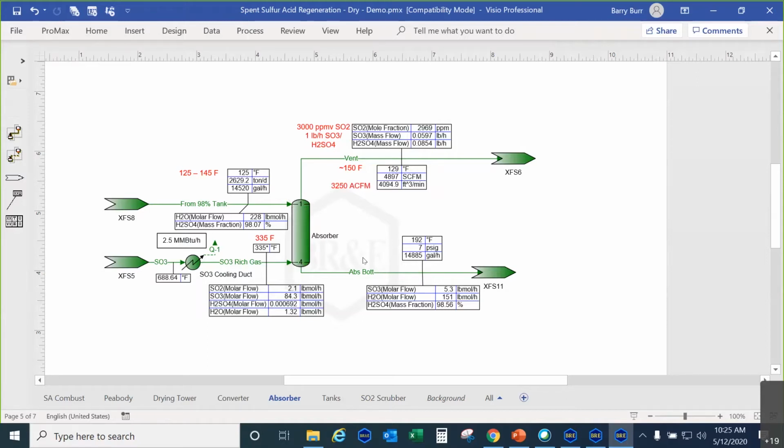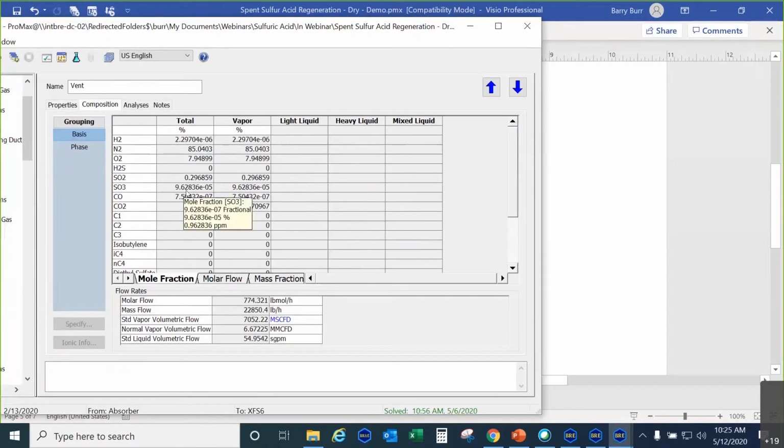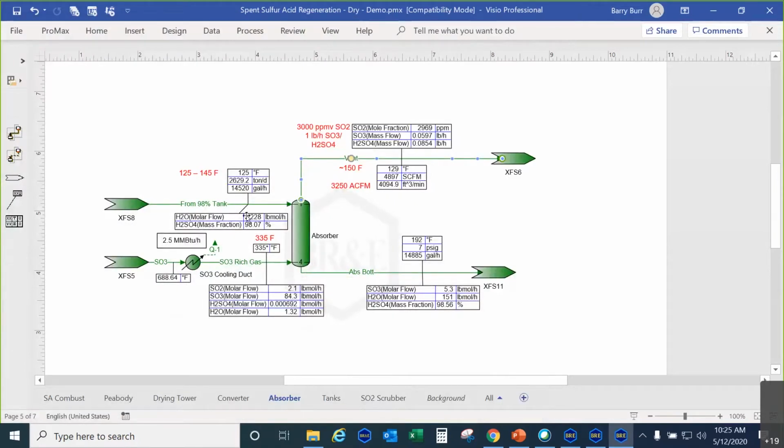And so now we've converted the SO3 into sulfuric acid. If you look at the vent, there is very little SO3 remaining. There's some SO2 remaining, and that's important because it's a pollutant, and we have to take that down to regulatory standards. But here we have absorbed the SO3 into the 98% acid, and now the bottoms is richer in sulfuric acid. It's now 98.6%.